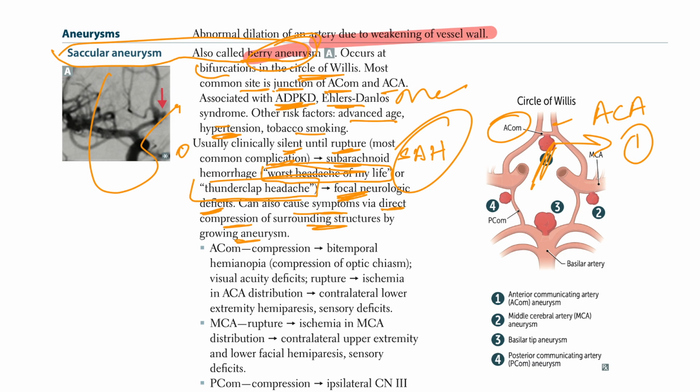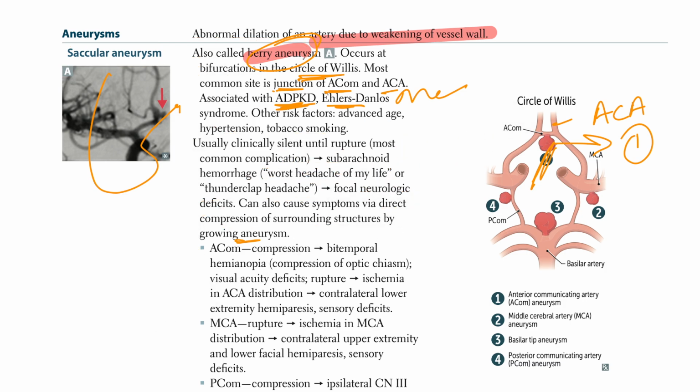Okay, now here are the arteries. So ACOM, if you were to compress this ACOM due to this aneurysm, it can lead to bitemporal hemianopia, which is compression of the optic chiasm. And this we will see in ophthalmology, a pretty nice picture there. Visual acuity deficits are also seen. If this aneurysm were to rupture, it's going to cause ischemia in the ACA distribution.